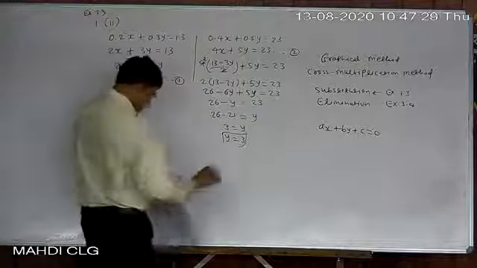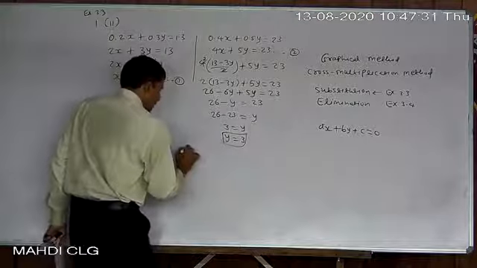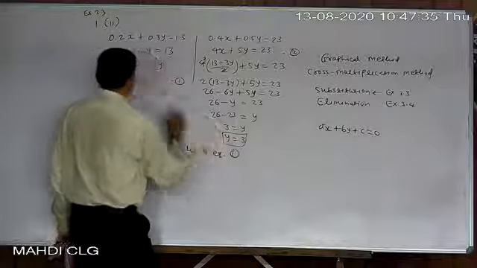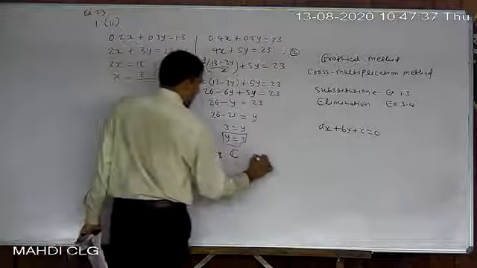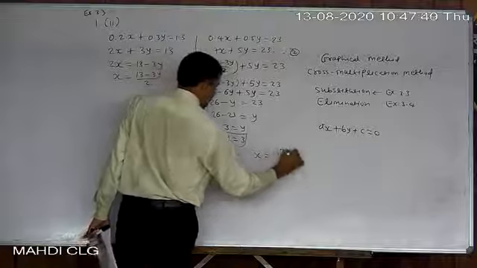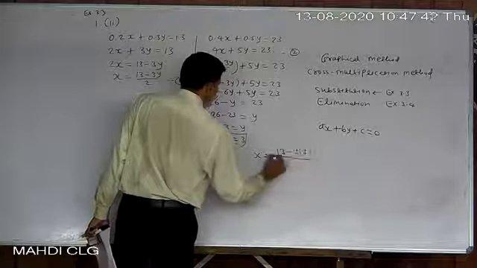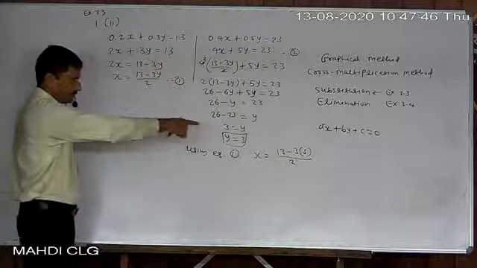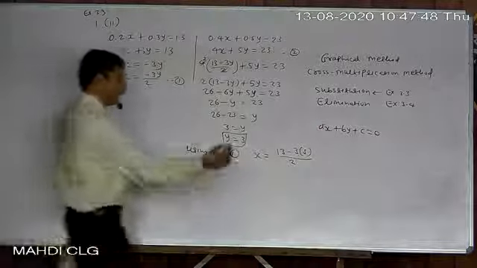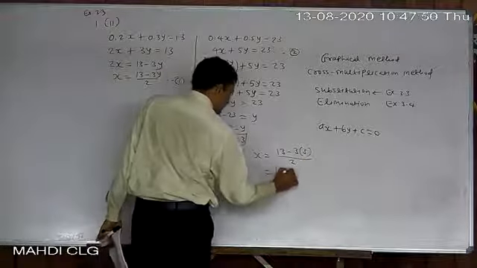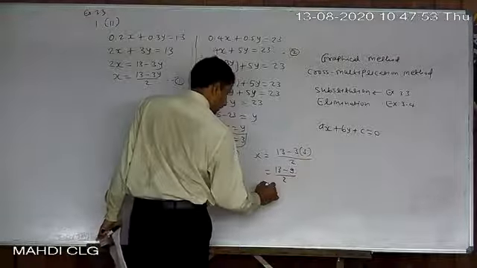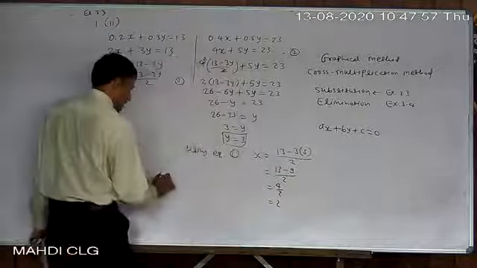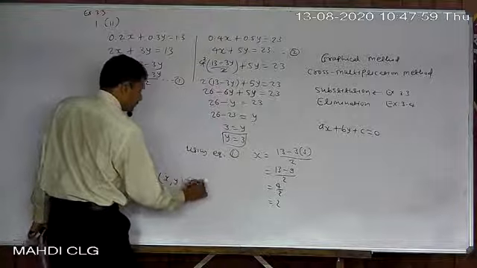Now using equation number 1, so use equation number 1, x equal to (13 minus 3y) upon 2. In place of y, I just place value of y. So it becomes (13 minus 9) upon 2. So it is 4 upon 2. So 2. Okay, so our final answer becomes x, y equal to 2, 3.